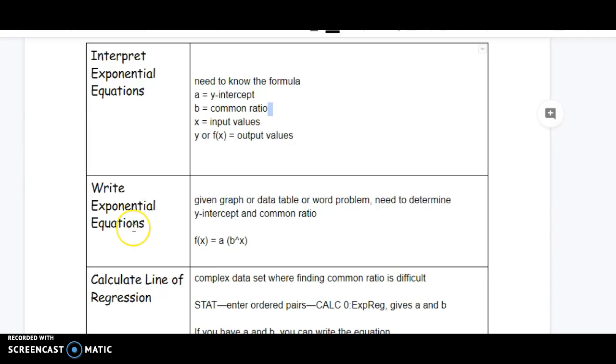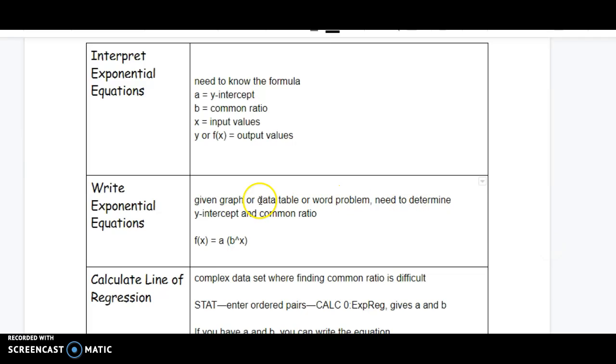Okay, write exponential equations. In this situation, I would give you a graph or a data table or a word problem. You would have to figure out what is the y-intercept, that's where you put in for A, and you would need both, and you would pick out the common ratio, and that is your B, right there, okay? When you have y-intercept and you have common ratio, then you can put those into the formula for an exponential equation, and you are done with that.